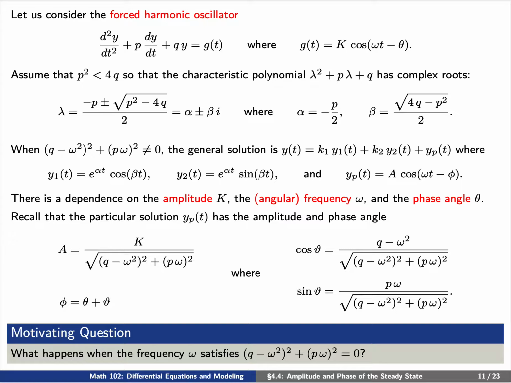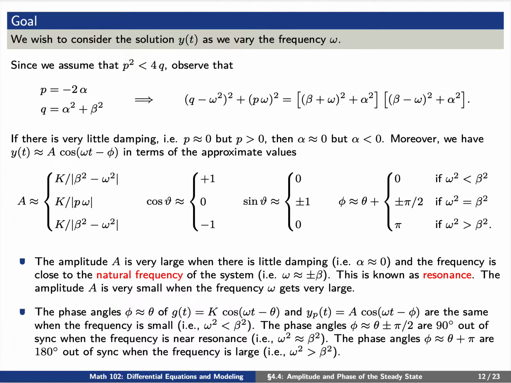Recall that our particular solution has amplitude capital A, which is K divided by the square root of (q minus omega squared) squared plus (p omega) squared, and the phase angle phi, which is theta plus curly theta, where cosine of curly theta and sine of curly theta can be expressed in terms of q minus omega squared and p times omega. We are interested in the following motivating question. What happens when the frequency omega satisfies q minus omega squared squared plus (p omega) squared equals 0? Our goal is to consider the solution y of t as we vary the frequency omega.